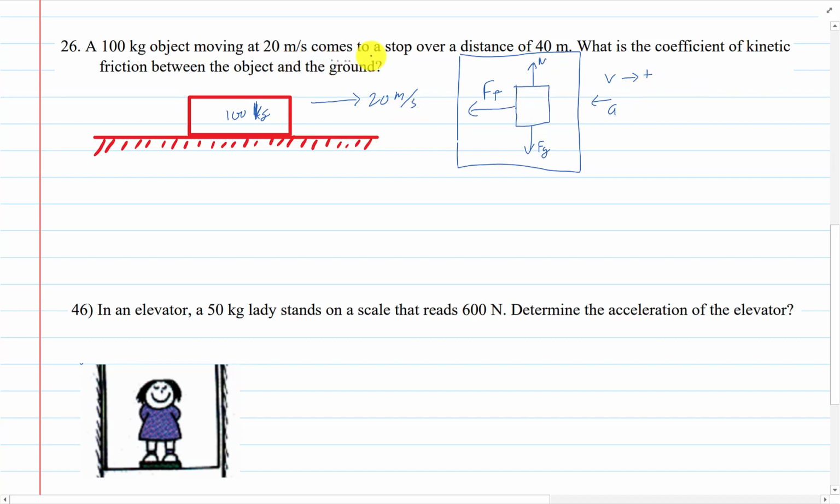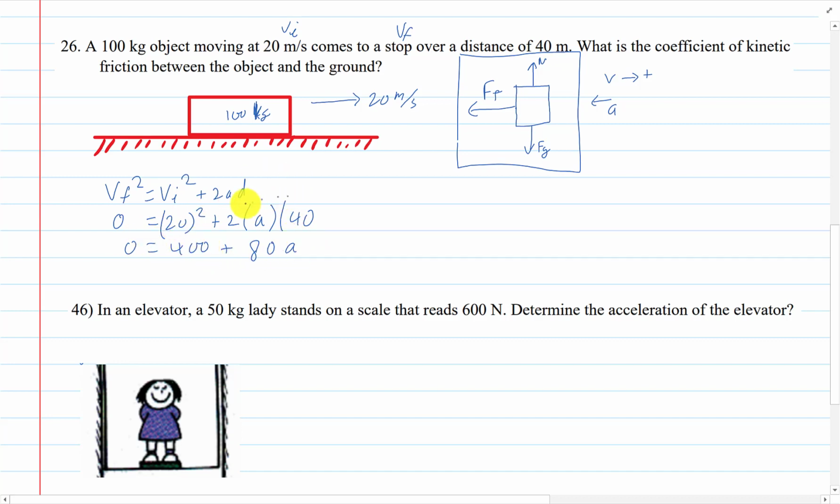And so 20 meters per second comes to a stop. That's VF, VI, and D. So we have VF squared equals VI squared plus 2AD. We don't have the time, so that's why I chose that formula. 0 is equal to 20 squared plus 2 times A times 40. This is going to be 400 plus 80A, and that all equals 0.